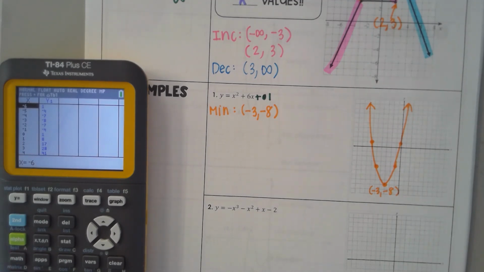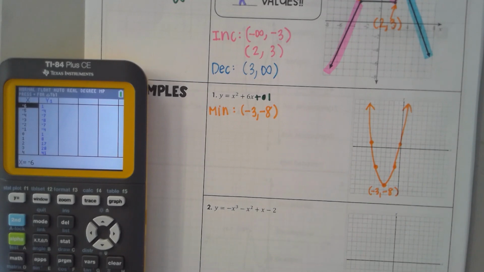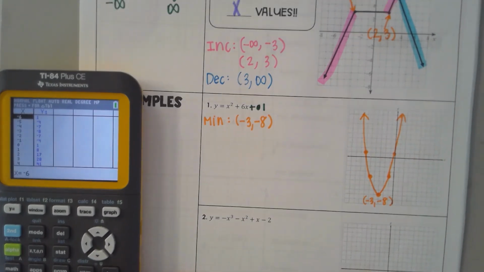So using your highlighters, I want you to highlight where it's increasing and where it's decreasing. And try to use the same colors that you used the last time.